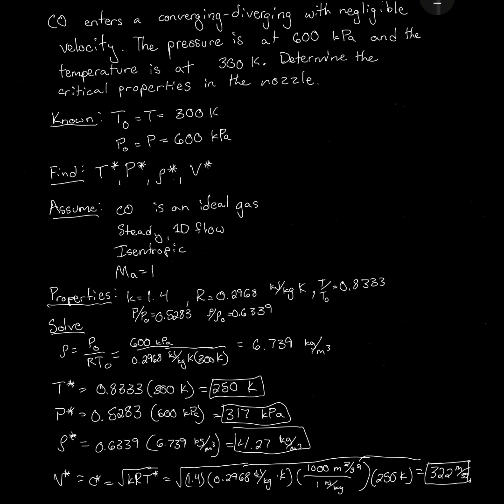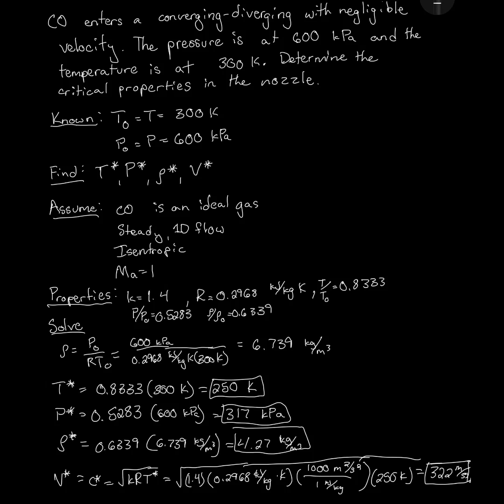For my calculation problem, carbon monoxide enters a converging-diverging nozzle with negligible velocity. The pressure is at 600 kPa and the temperature is at 300 Kelvin. Determine the critical properties in the nozzle.